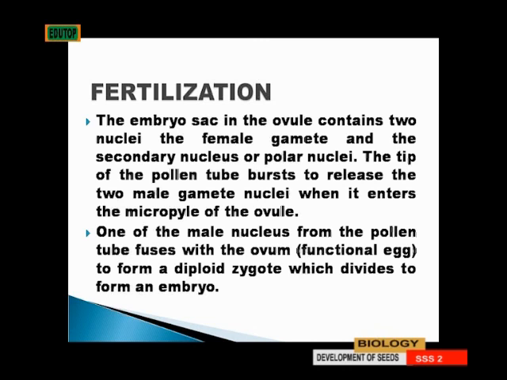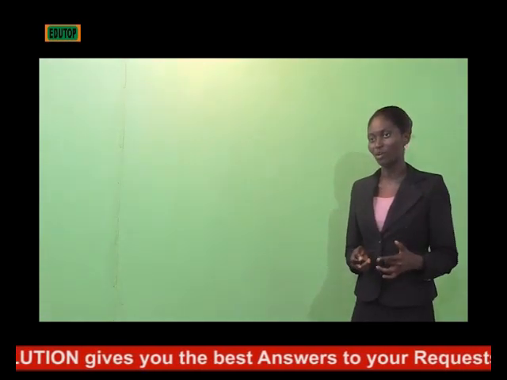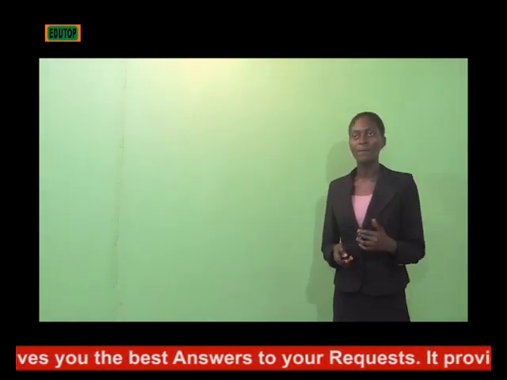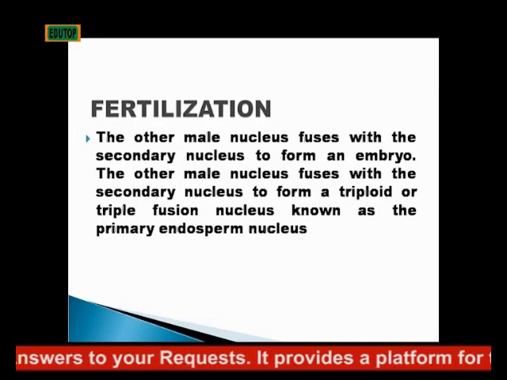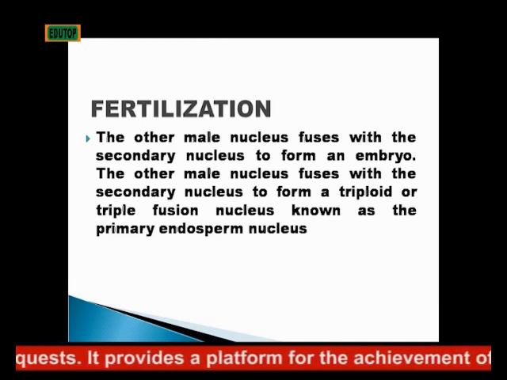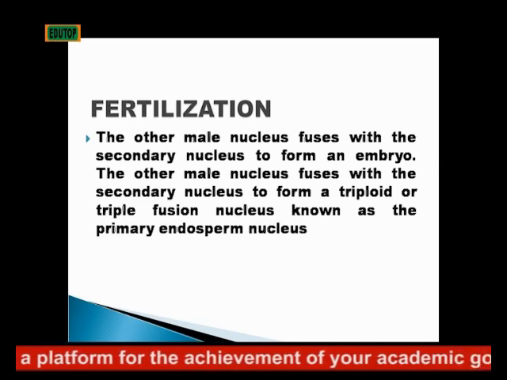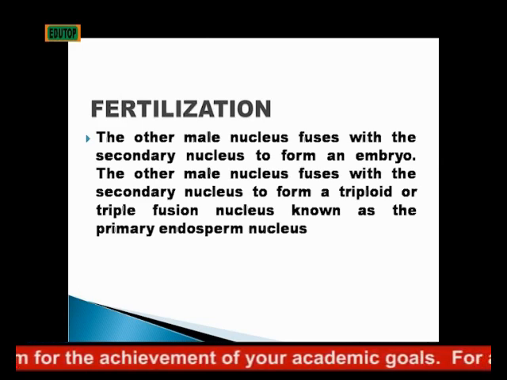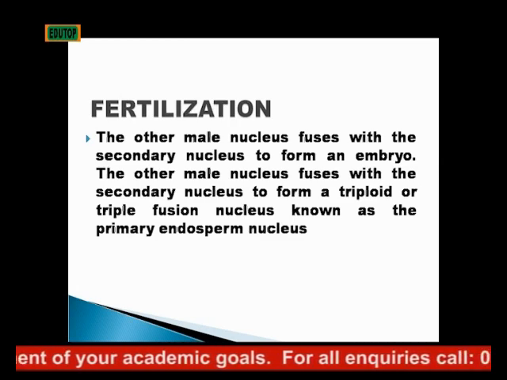The tip of the pollen tube bursts to release two male gametes when it enters the micropyle of the ovule. One of the male nuclei from the pollen tube fuses with the ovum, that is the functional end, to form a diploid zygote which divides to form an embryo. The other male nucleus fuses with the secondary nucleus to form a triploid or triple fusion nucleus known as the primary endosperm nucleus.